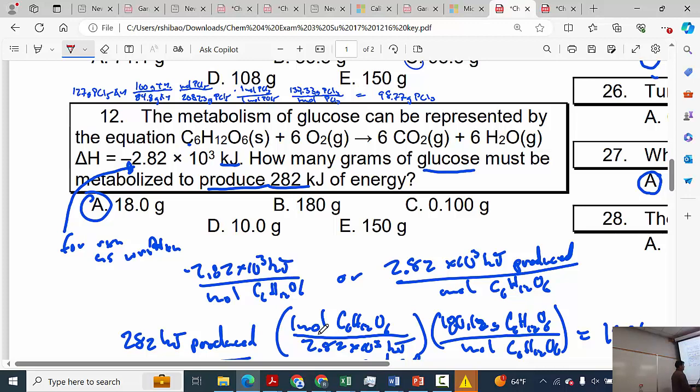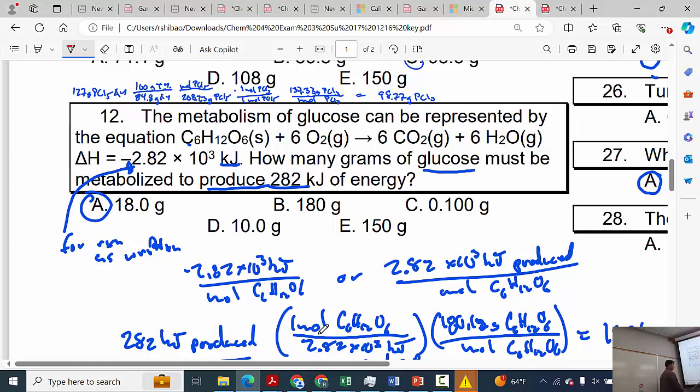And so we get 2.82 times 10 to the third kilojoules of energy lost for every mole consumed. Or we can put this in words. Energy is always positive, and the negative just tells us the direction. So this is 2.82 positive times 10 to the third kilojoules produced per mole.